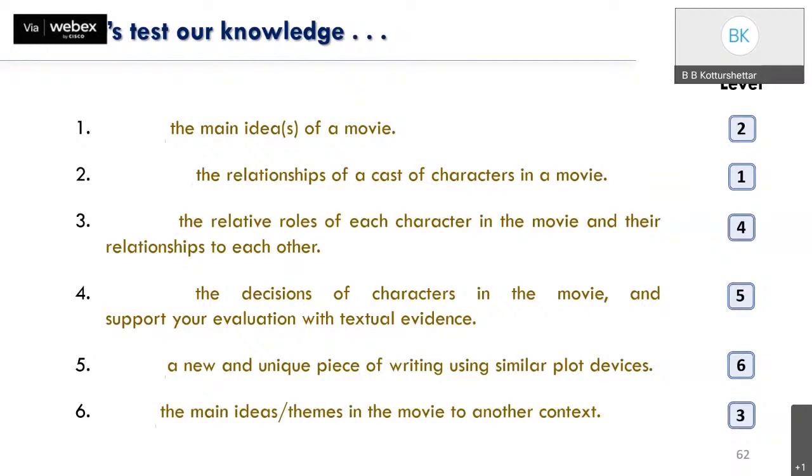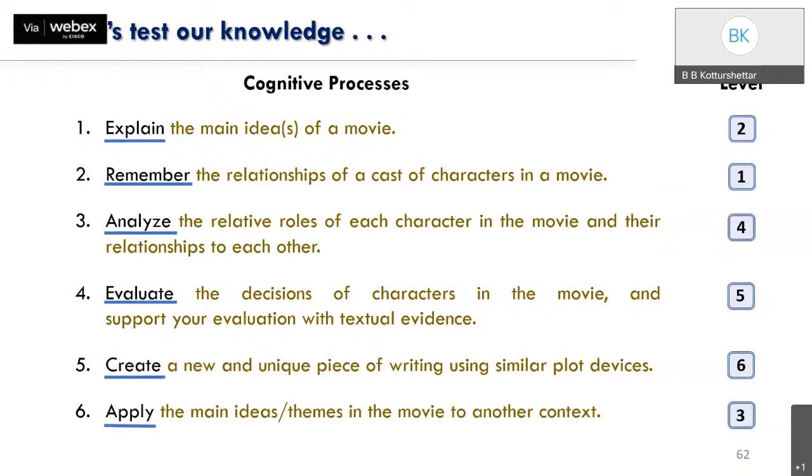Recognize. List. Fine. Understand. Okay, I'll give the answer. I mean, it is debatable as such. So first one, explain. Explain the main ideas of a movie. Second one, remember the relationships of a task to make it at level 1. Third one, analyze to make it at level 4. Now, in the absence of these action verbs, we would have thought of putting just explain or discuss, right? And if that was the case, then all these questions or all these statements would meet only max level 2.